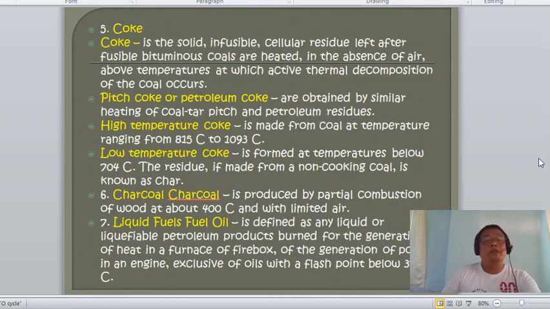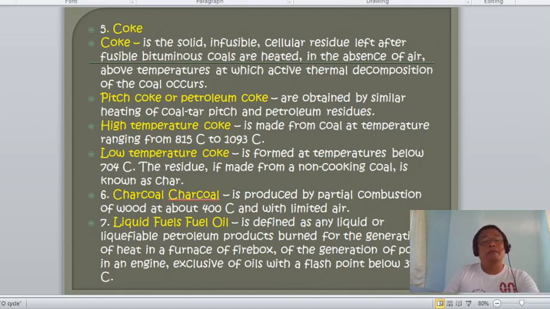We have also coke. So what is coke? Coke is an infusible solid produced after bituminous coal is heated in the absence of air above the temperature at which active thermal decomposition of the coal occurs. We have pitch coke or petroleum coke, obtained by similar heating of coal tar, pitch, and petroleum residues. We have high temperature coke, made from coal at temperatures ranging from 815 to 1093 degrees Celsius.